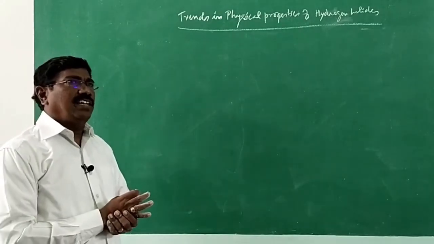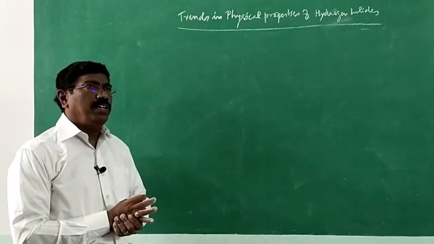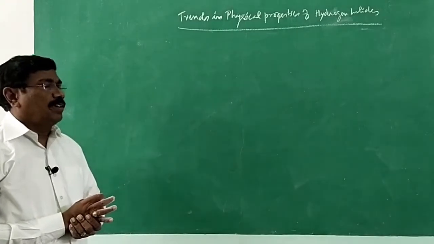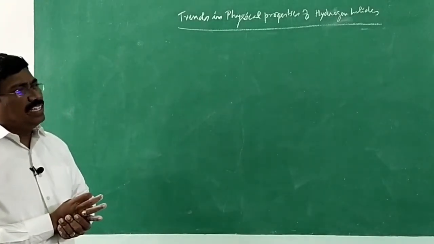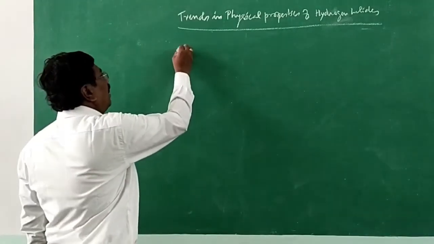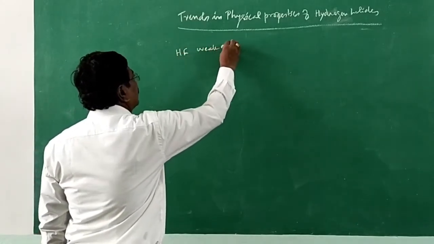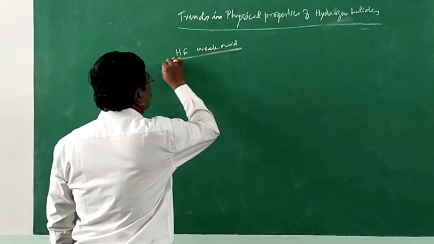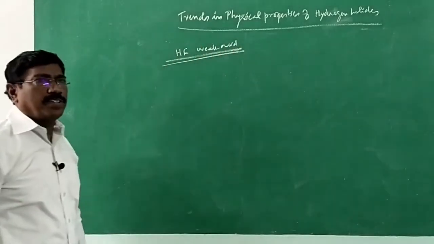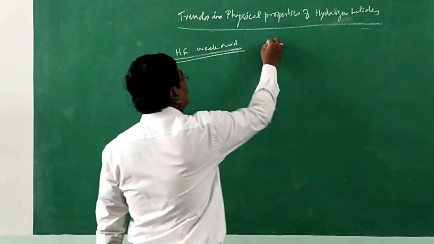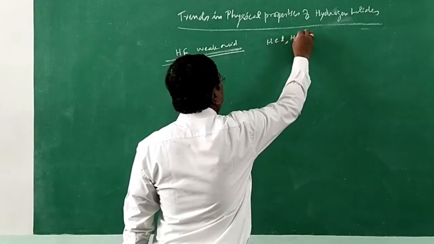Among HCl, HBr and HI, except HF, all are said to be strong acids. HF is a weak acid. It is a weak acid, but it has got certain peculiar properties. HCl, HBr and HI are strong acids.